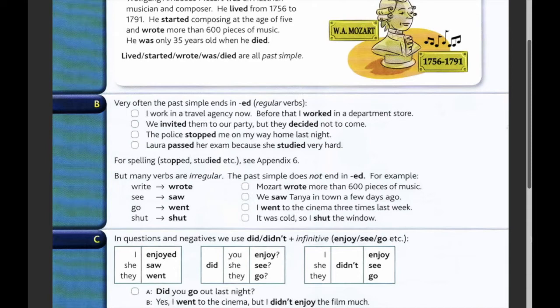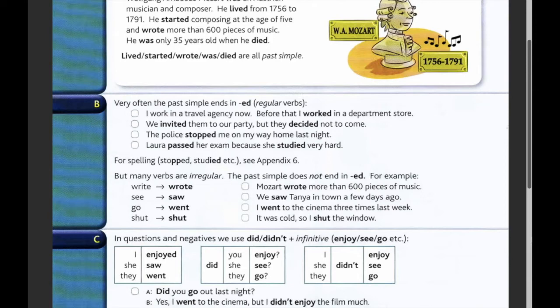So, if you have the material there with you, the Appendix 6 is pages 298 and 299. You can see the same rules we just saw in the video for spelling some specific verbs. But many verbs are irregular. The past simple does not end in -ed.